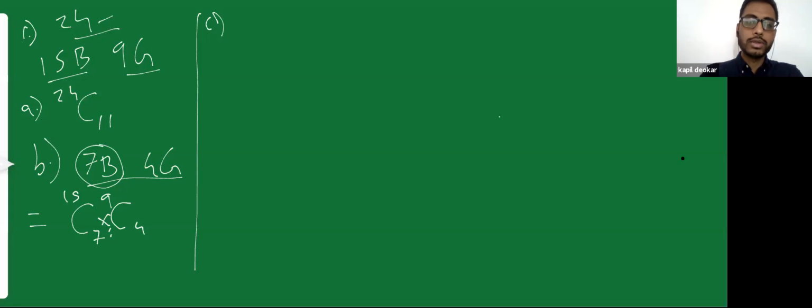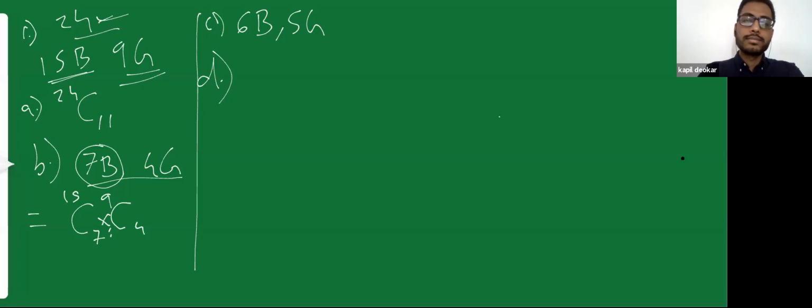So I want you to solve when there are 6. I want my team. Again, the question is going to remain constant throughout: I want to form a cricket team of 11 from 24 classmates, out of which 15 are boys and 9 are girls. So I want to form a cricket team when there are 6 boys and 5 girls. So solve this later on.